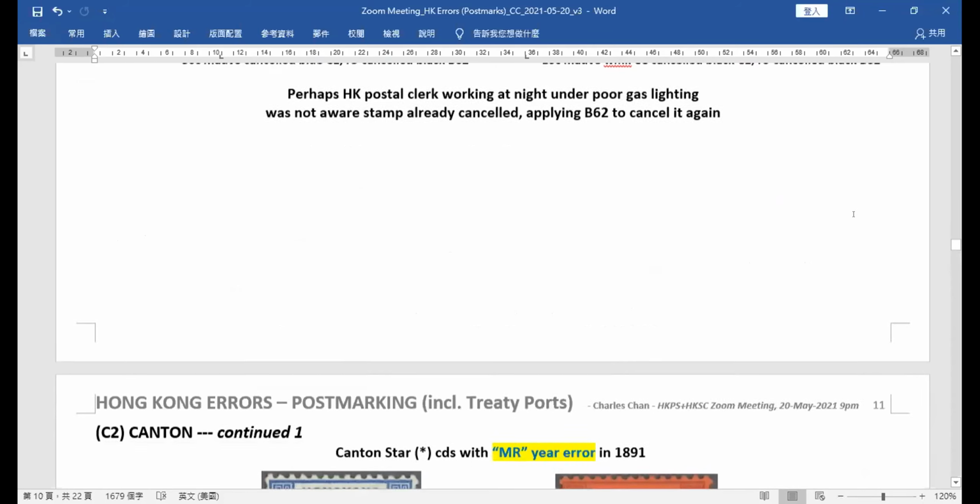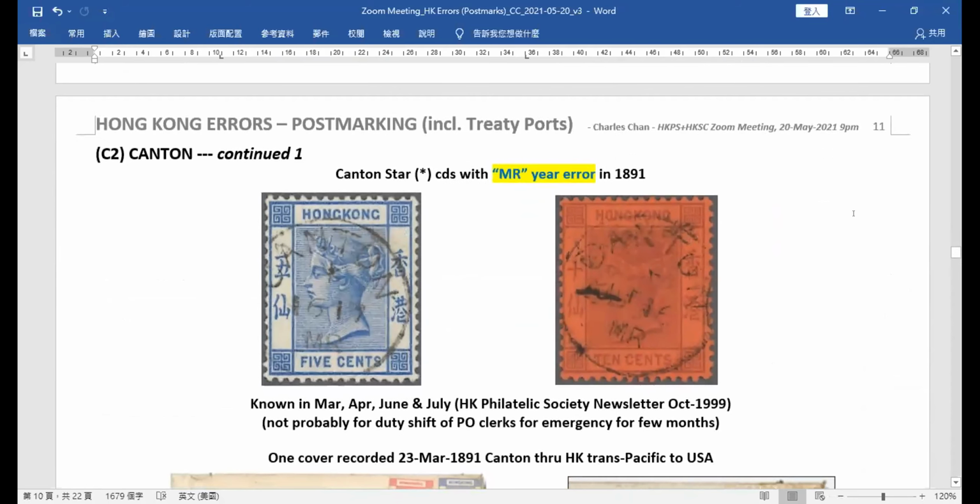Next. The MR as the Facebook showing that. Okay. And known in March, April, June, and July in 1891. Per the Hong Kong Philatelic Society newsletter 1999, October record. No idea why it happened, because it happened for several months of time. Therefore, for the duty shift of the PO clerk for the emergency looks to be not probable.